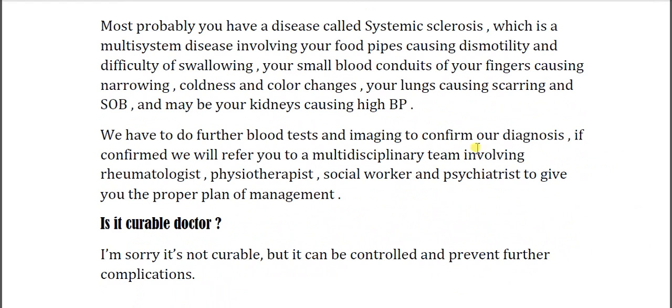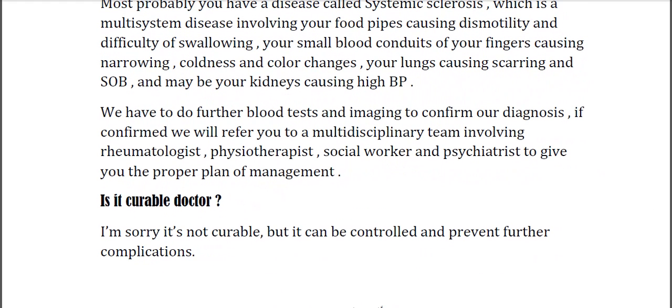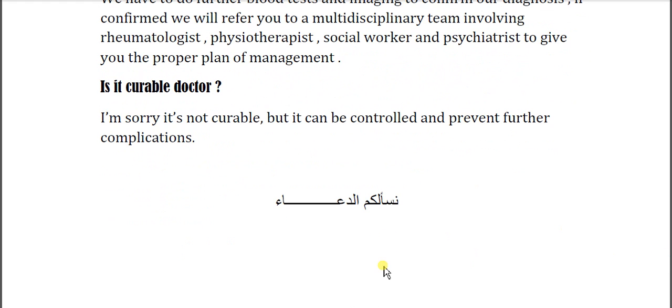So what we are going to do is further blood tests and imaging to confirm our diagnosis, and if confirmed, we are going to refer you to a multidisciplinary team involving a rheumatologist or joint doctor, physiotherapist, social worker, and psychiatrist to give you the appropriate plan of management. Is it a curable condition, doctor? I'm sorry to tell you that it is not curable, but it can be controlled on medication. Any other concern? No, thank you.